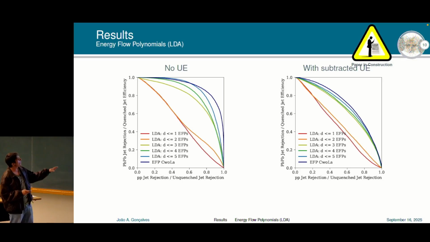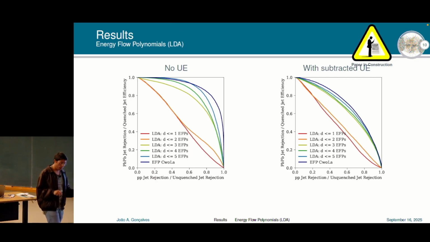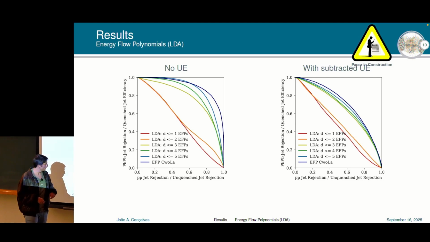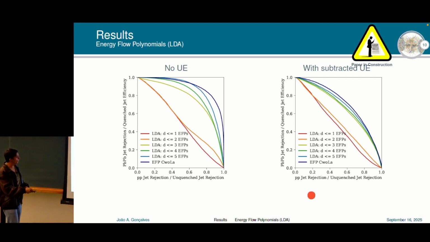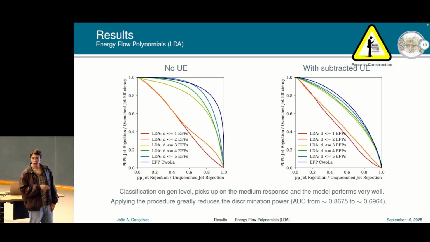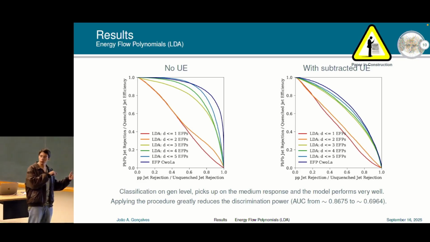And on the left, I show you basically the curves without the underlying event, but with the medium response. As you can see, everything looks very good, almost too good to be true, because it is. And then once you include the underlying event, so you embed both the vacuum and the lead jets in a realistic underlying event, hopefully experimentally motivated, and you subtract them, you see that the discrimination power is heavily reduced. In particular, we go from something like 0.87 to 0.7. Note that we are basically at the same AUC level, around 0.7, that we were on the thing I showed you from the previous paper.